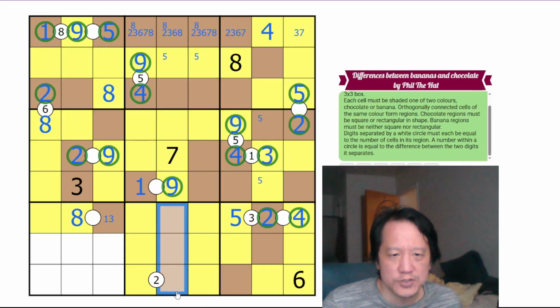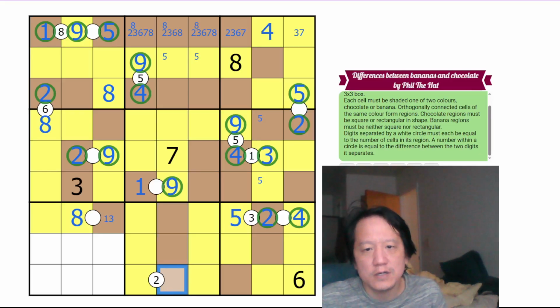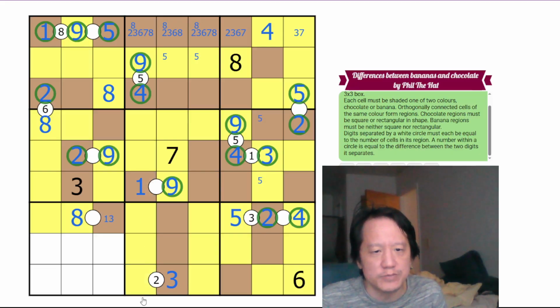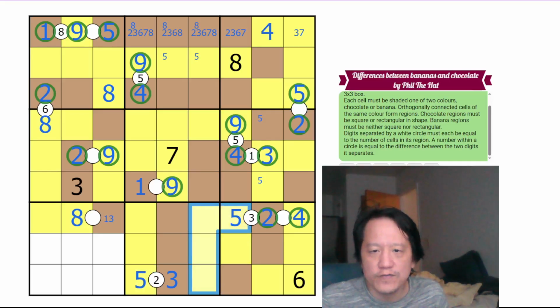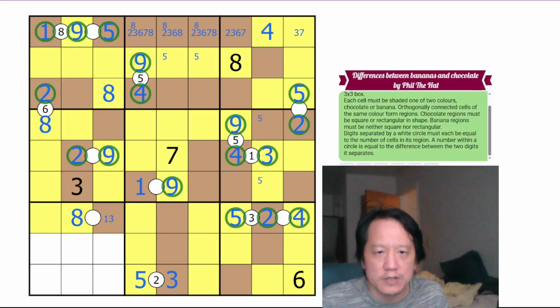This is size 3 as a chocolate, which makes this 2 away. So it cannot be 1 because of 1 in the column, so it's size 5 as a banana. So 5 here is done. 1 here is done. 3 here is done.